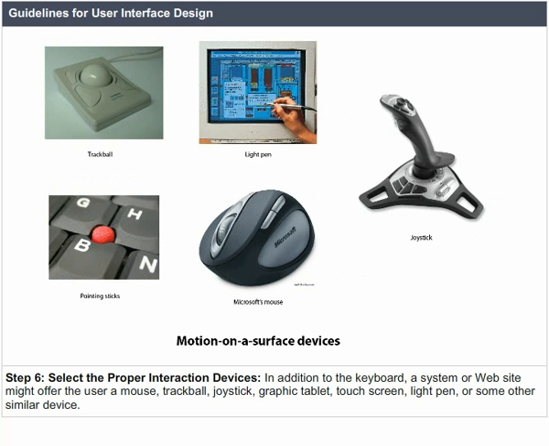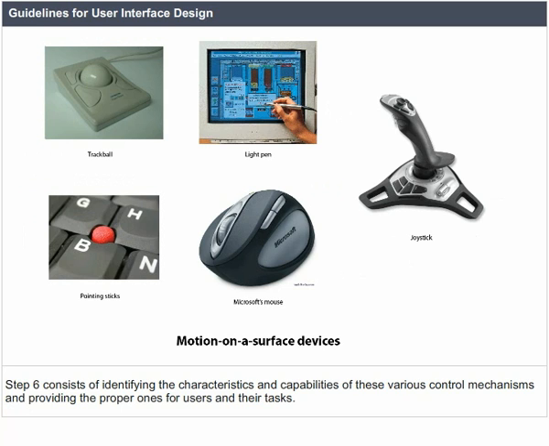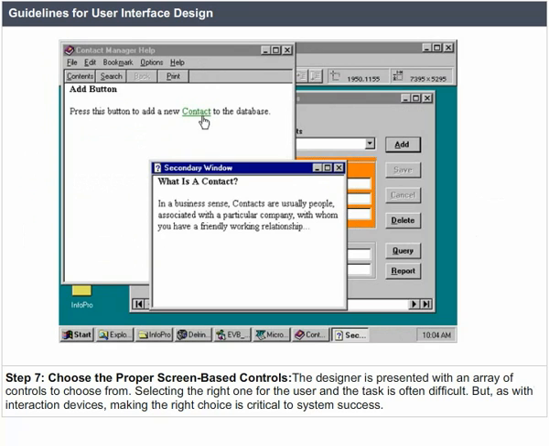Step 6. Select the proper interaction devices. In addition to the keyboard, a system or website might offer the user a mouse, trackball, joystick, graphic tablet, touchscreen, light pen, or some other similar device. Step 6 consists of identifying the characteristics and capabilities of these various control mechanisms and providing the proper ones for users and their tasks.